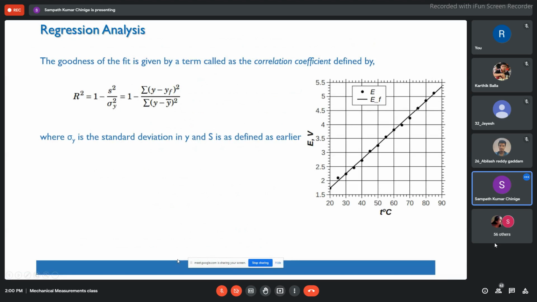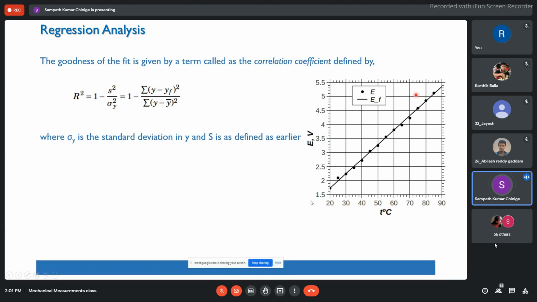Now what you are trying to find out is the goodness of the fit, given by a term called the correlation coefficient. Okay, so you have got a curve which is linear, and for the same data, you also draw, instead of a linear line, a quadratic equation. Which one is fitting better? How do you understand which one will be the best? So that may come up many a time.